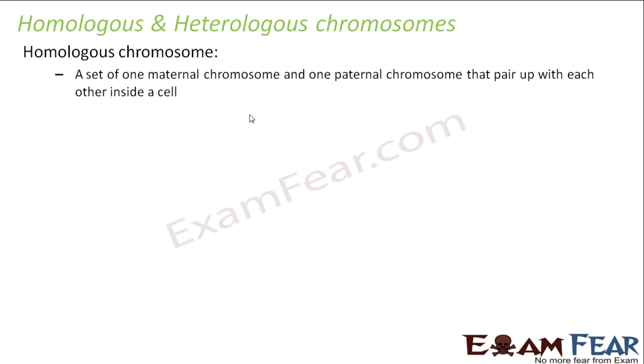Now, the word homo itself means something which is similar. So a set of one maternal chromosome, that means the chromosome from mother, and one paternal chromosome, that is the chromosome from father, that pair up with each other inside a cell. Right now I'm talking of diploid cells, because only the diploid cells will have two sets of chromosomes, right? So inside the diploid cell, chromosomes will always exist in pairs. So the pair of chromosomes where one is from the father, the other is from the mother, and they are similar to each other, are known as homologous chromosomes.